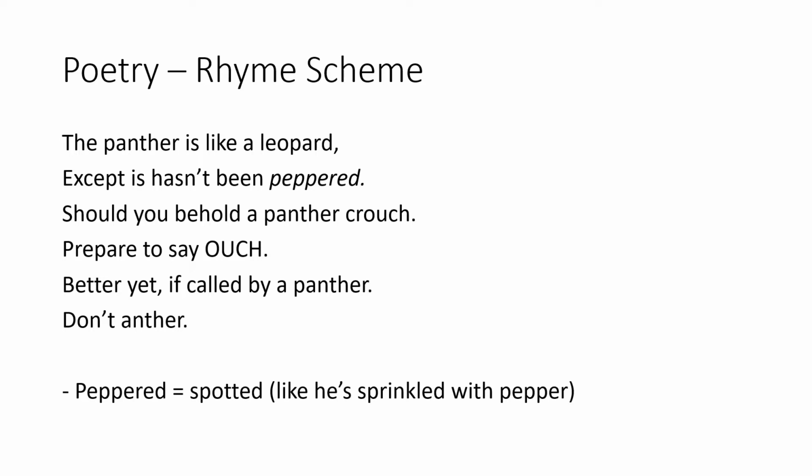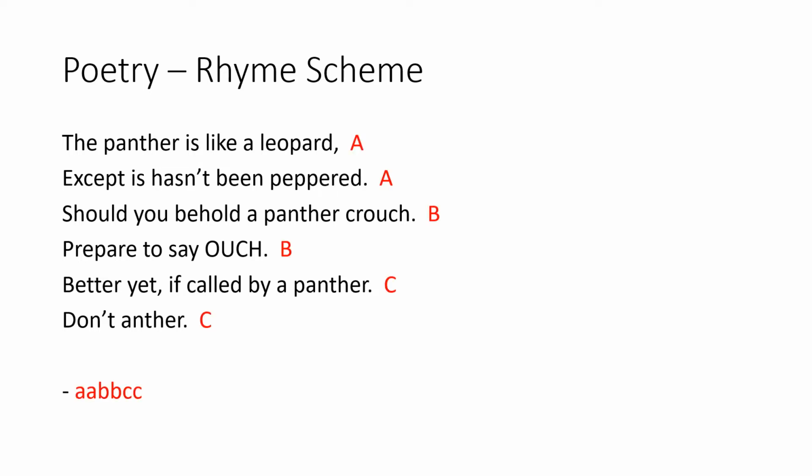All right, so moving on to the next slide, you'll see here leopard and peppered rhyme, so both of those are going to be A. Crouch and ouch rhyme, so they will both be B. Panther and anther rhyme, those will both be C. So the rhyme scheme is AA, BB, CC.